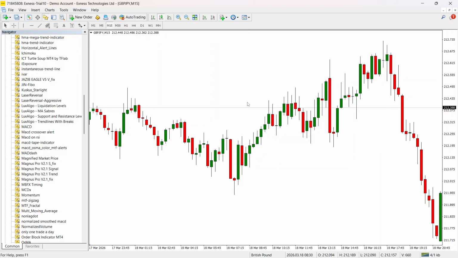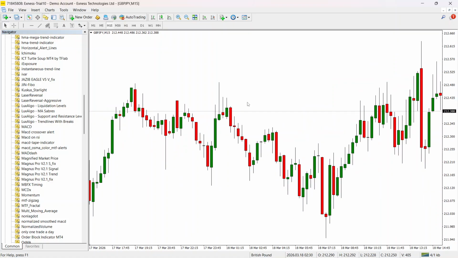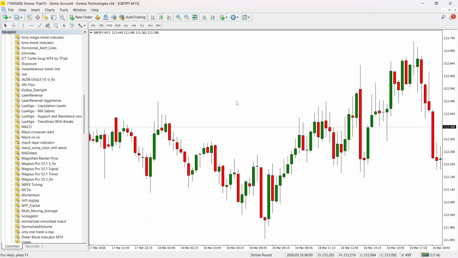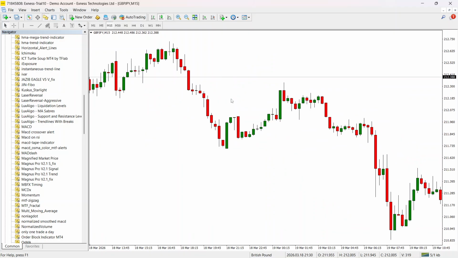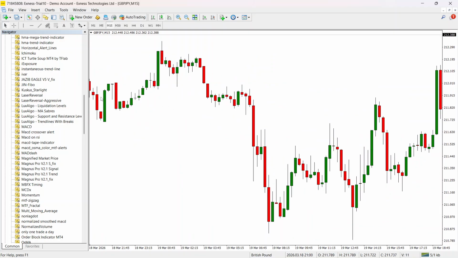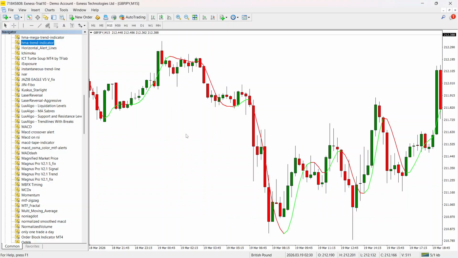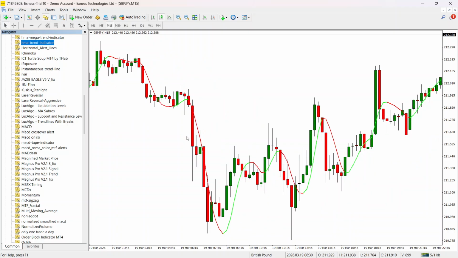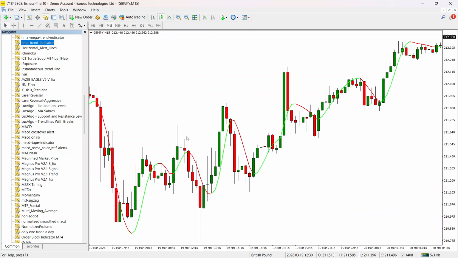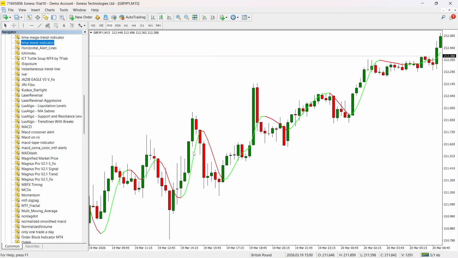This trend following indicator uses Hull moving average logic to give a professional grade color-coded trend view designed to support systematic trading on MetaTrader 4. Here is the indicator on the chart, so you can see how it looks in real time. The HMA Trend Professional plots a Hull-based trend overlay directly on the chart, typically changing color when the trend flips from bullish to bearish or vice versa.